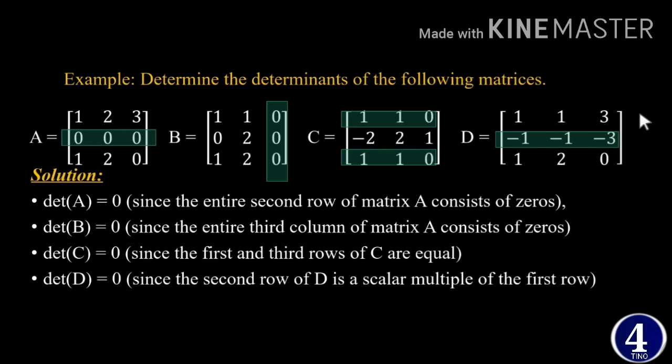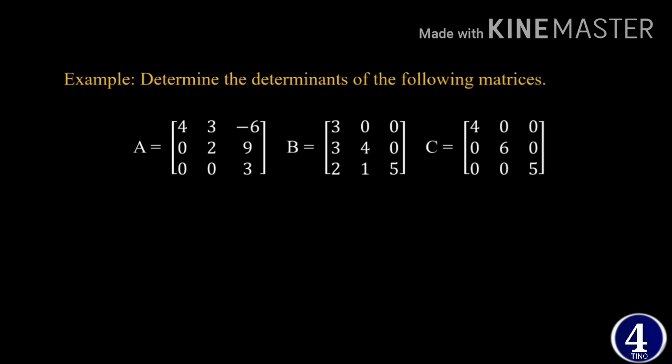It means that row 1 and row 2 are scalar multiples of each other. So by the property of the determinant, we can say that the determinant of D is equal to 0. Okay, let us continue. Determine the determinants of the following matrices. These matrices are given to us. I think these are only upper triangular, diagonal matrix concepts. How do we work them out?